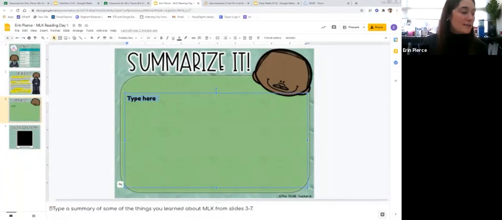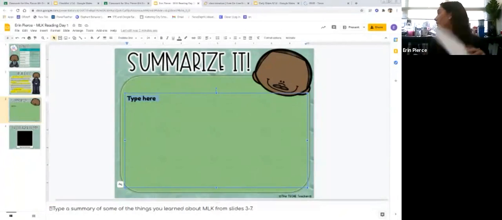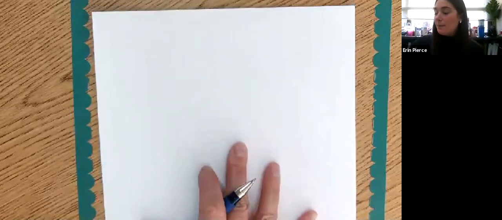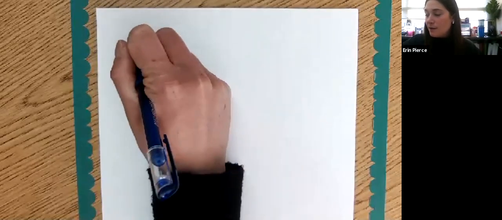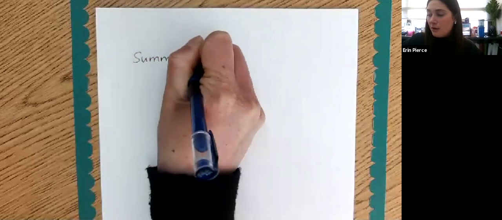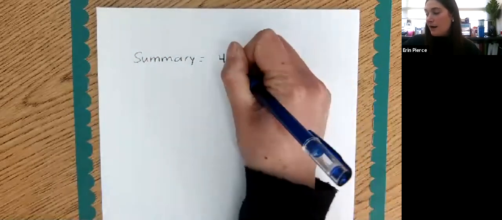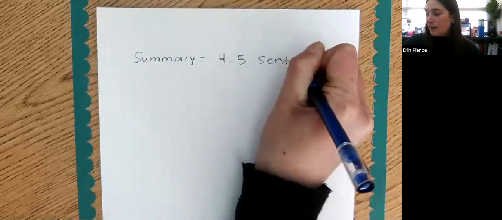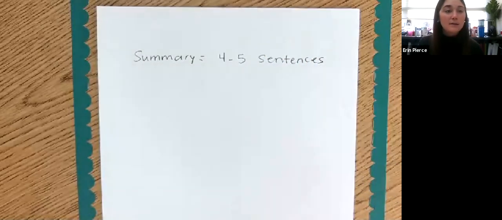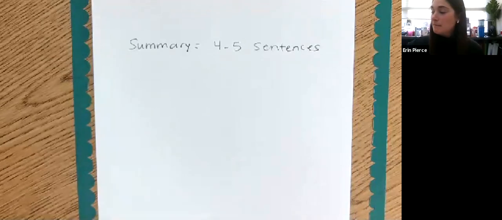Okay, so remember a summary, the way to write a summary. I'm going to turn over a piece of paper so you can follow along with some notes that I'm going to write to remind us. If I'm thinking of a summary, I have to do my topic sentence. First of all, summary equals 4 to 5 sentences. You are not completely rewriting the entire text. It's just 4 to 5 sentences.